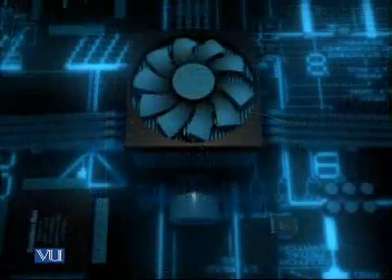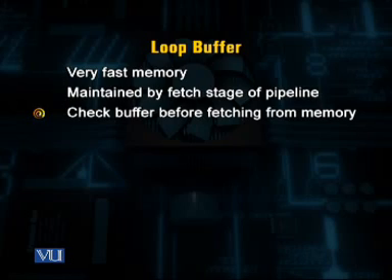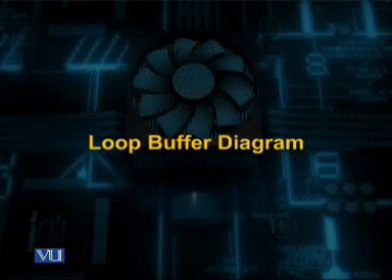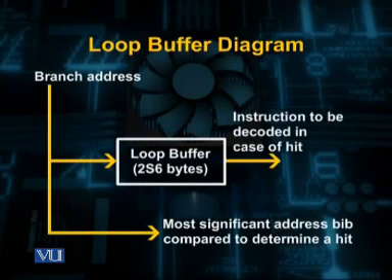The next method is known as the loop buffer technique. The loop buffer technique is relatively faster, and it uses very fast memory. It is maintained by the fetch stage of the pipeline. It checks the buffer before fetching from the memory. You can see from this figure that the branch address is made available on the line, whereas the loop buffer is used to hold the information about the loop conditions.